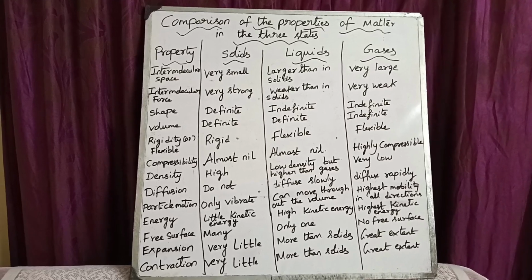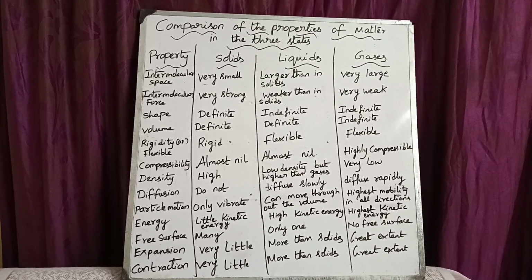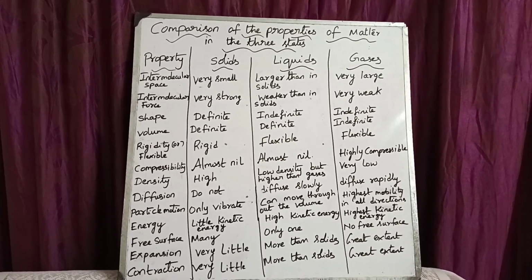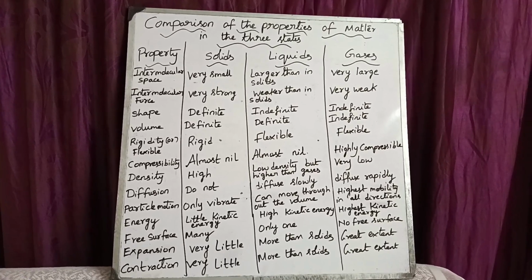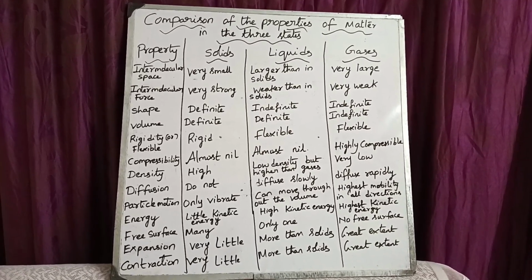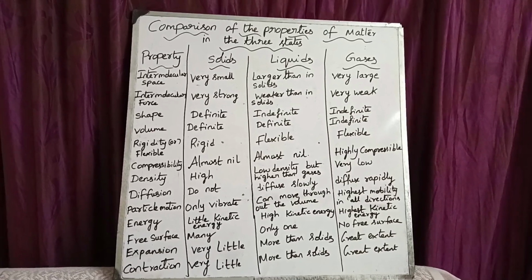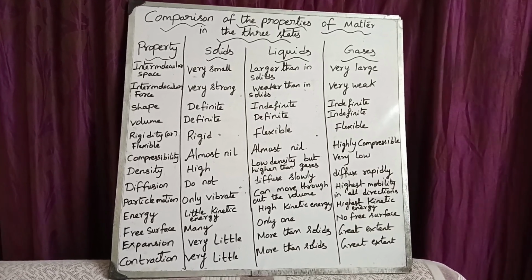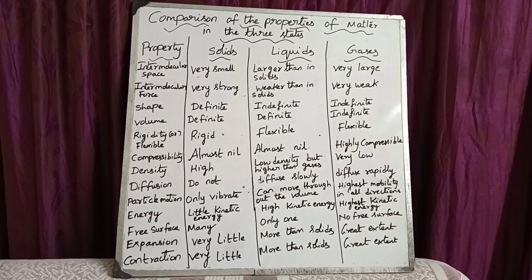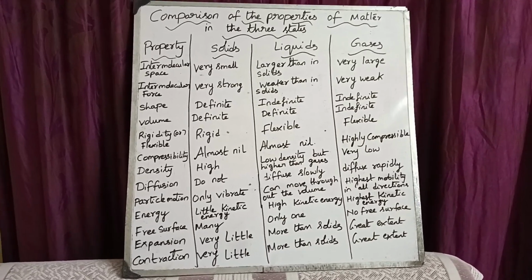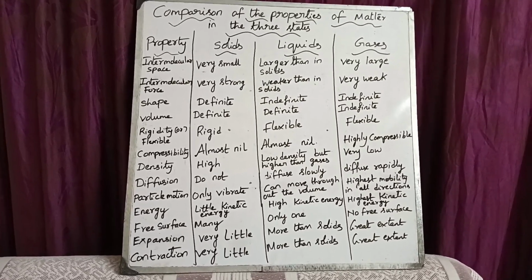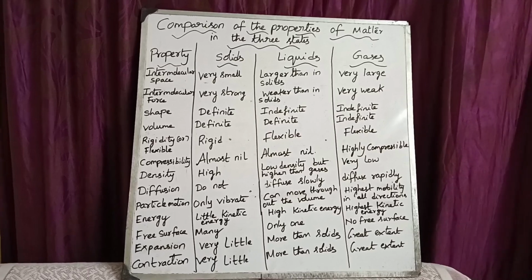The first property is intermolecular space. The space present between the molecules of matter is called intermolecular space. The molecules are very tightly packed in solids, so intermolecular space is very small. In liquids, the molecules are somewhat loosely packed, so intermolecular space is larger than in solids. In gases, the molecules are very loosely packed, so intermolecular space is very large.